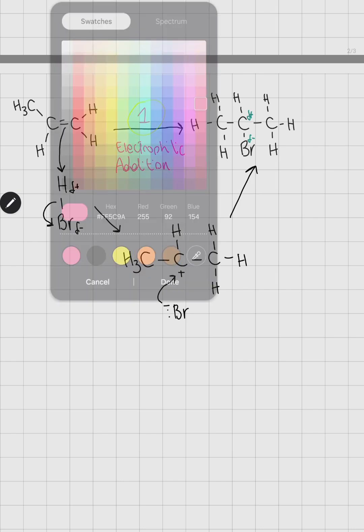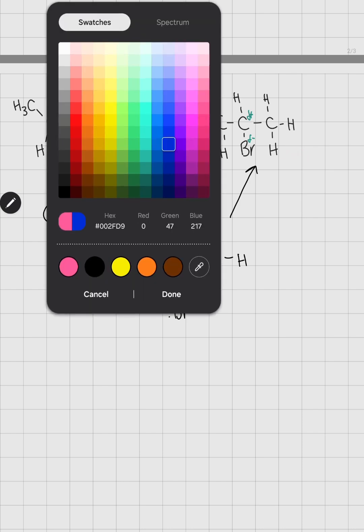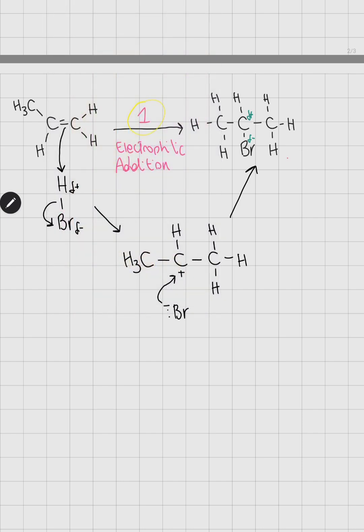Now I want you to think about something. Is this the major or is it the minor product? Take a moment to think about it.